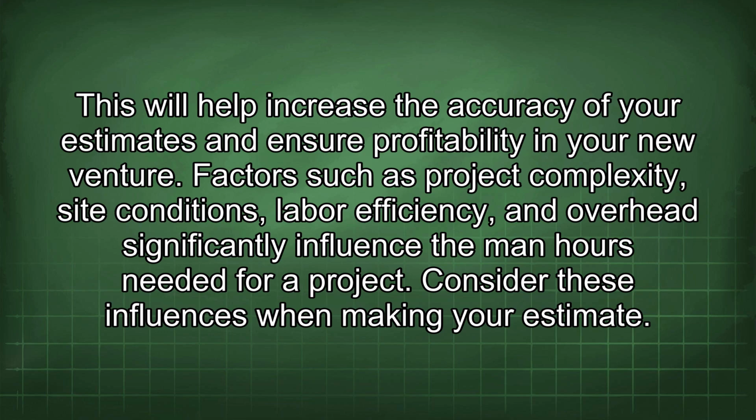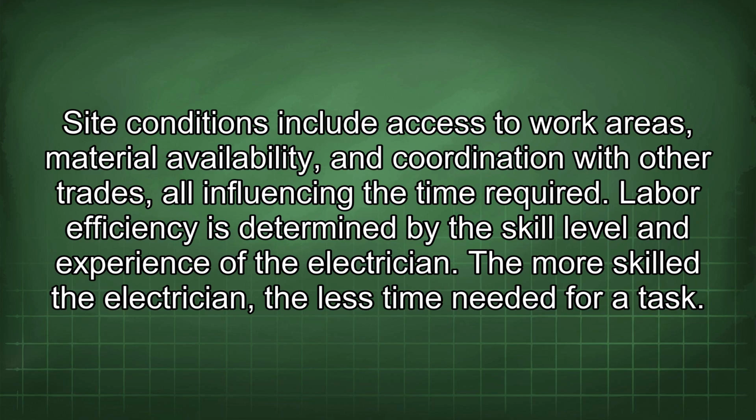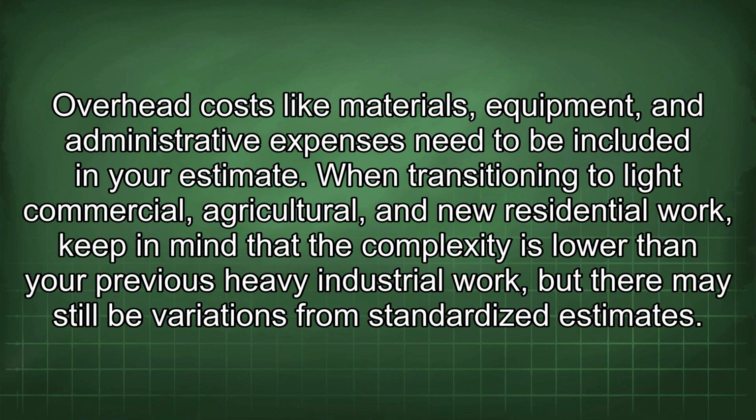Factors such as project complexity, site conditions, labor efficiency, and overhead significantly influence the man-hours needed for a project. Consider these influences when making your estimate. Site conditions include access to work areas, material availability, and coordination with other trades, all influencing the time required. Labor efficiency is determined by the skill level and experience of the electrician. The more skilled the electrician, the less time needed for a task. Overhead costs like materials, equipment, and administrative expenses need to be included in your estimate.